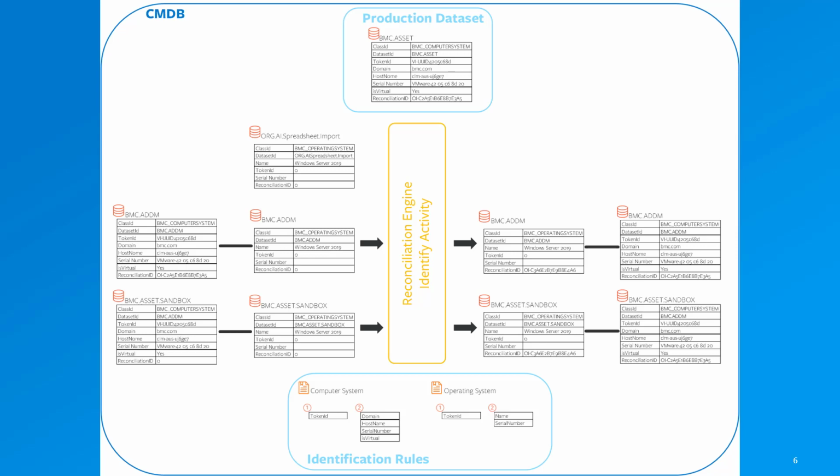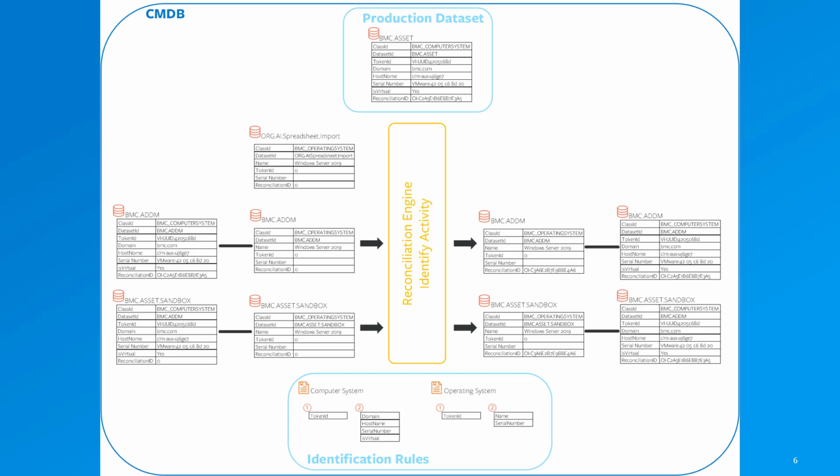In this scenario, it will look at the operating system record. Reconciliation engine then sees if there are any operating system records in the production dataset with the same token ID that are also related to the computer system. No records would return as the token ID is 0 and no existing relationships to the computer system record exist.